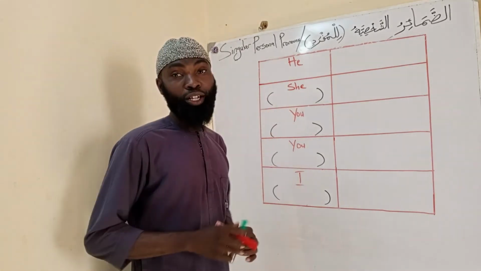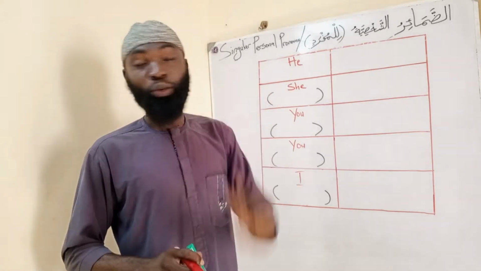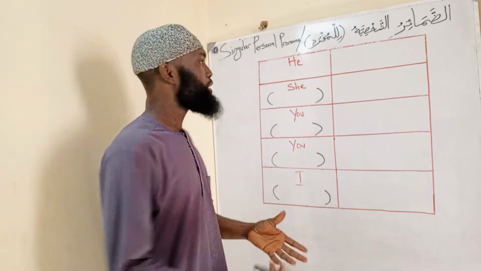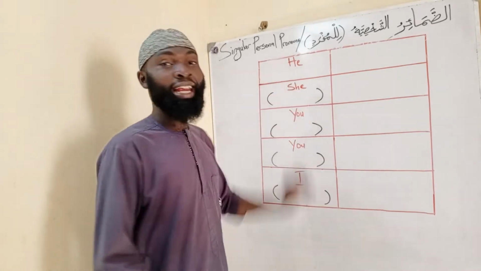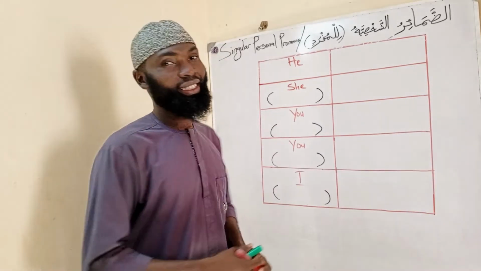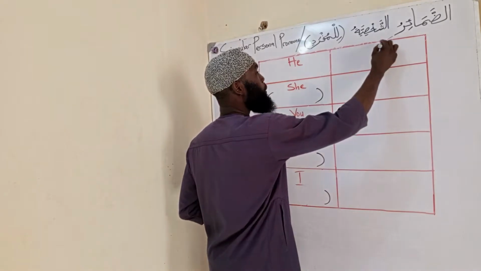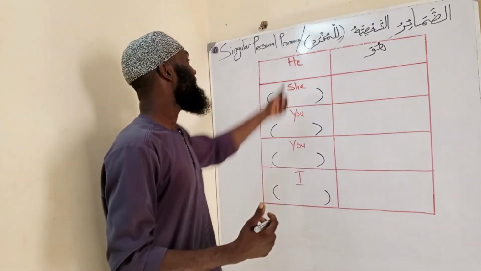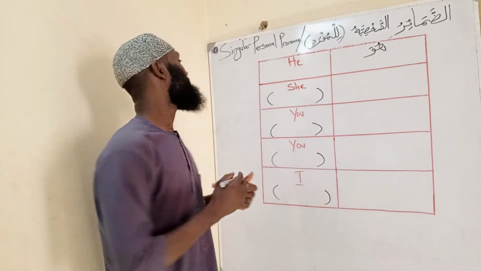The first personal pronoun we have here today is he. And we know he is for a singular male, third person, the person you are talking about. So what word do we use for the word he in the Arabic language? It is simple. We just use huwa. Huwa. So huwa is he. Huwa, he. MashaAllah.